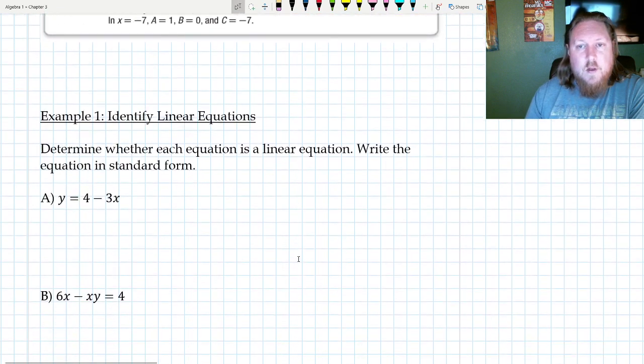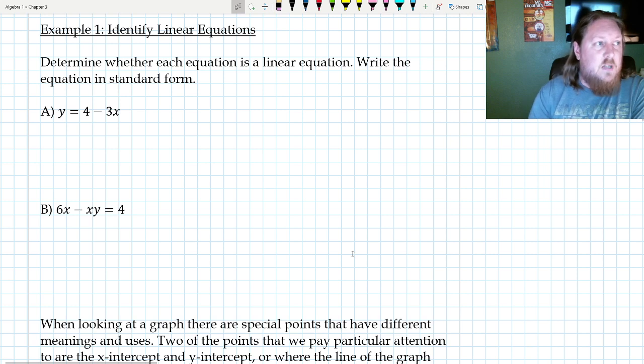So the first thing we're going to do is try to identify linear equations and see if what we're given is actually linear. If not, we're not going to be able to write it in standard form. And then we just say it's not linear.